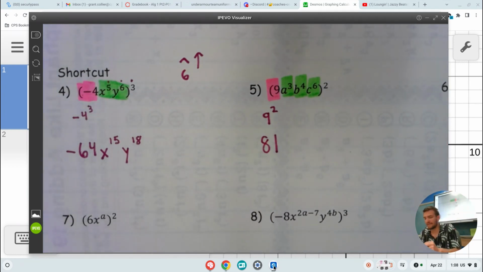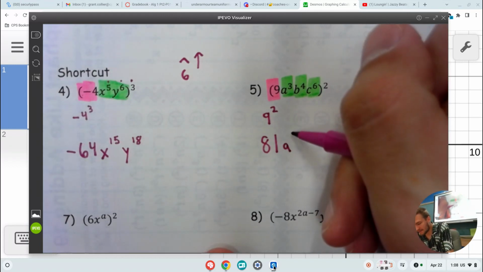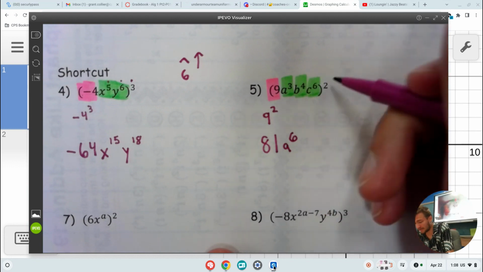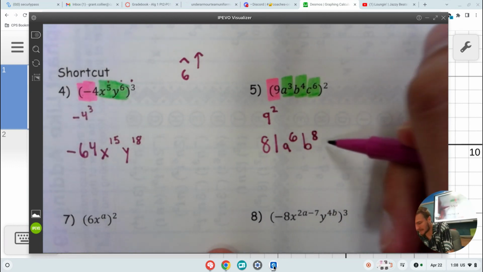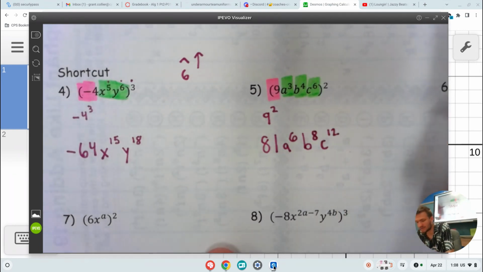And the letters are different. How many A's should we have? 6, because you just do 3 times 2. And how many B's should we have? 8, because you just do 4 times 2. And how many C's should we have? 12, because you just do 6 times 2.